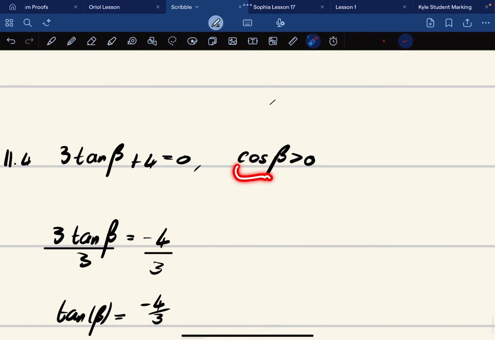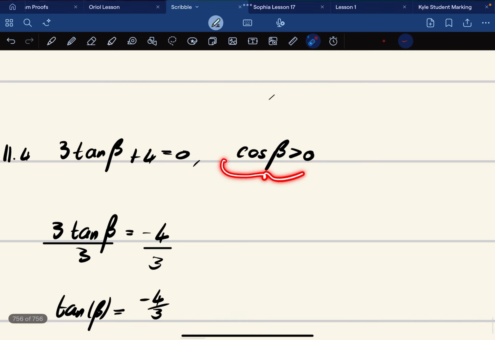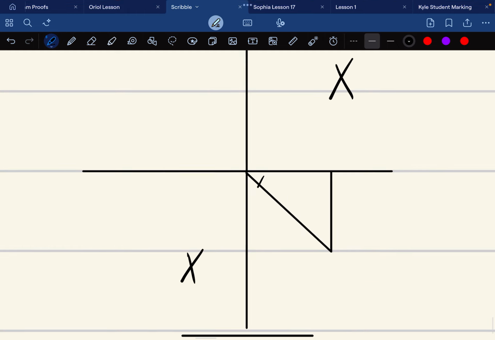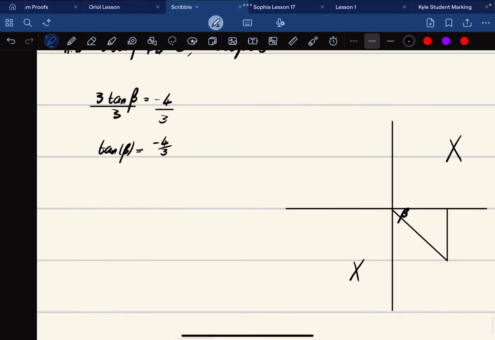They've told us cos beta is greater than 0. So where's cos greater than 0? Here, but we know that's not right, but it's also positive here. So we are going to work in quadrant 4. Remember, always connect your triangle back to the x-axis. And then here's beta.